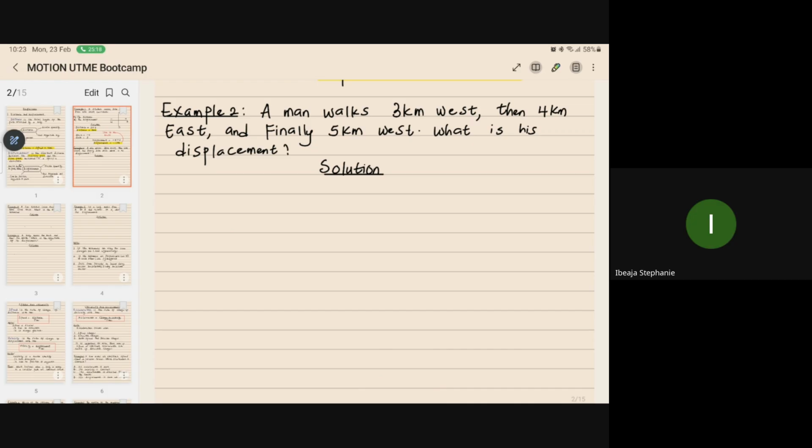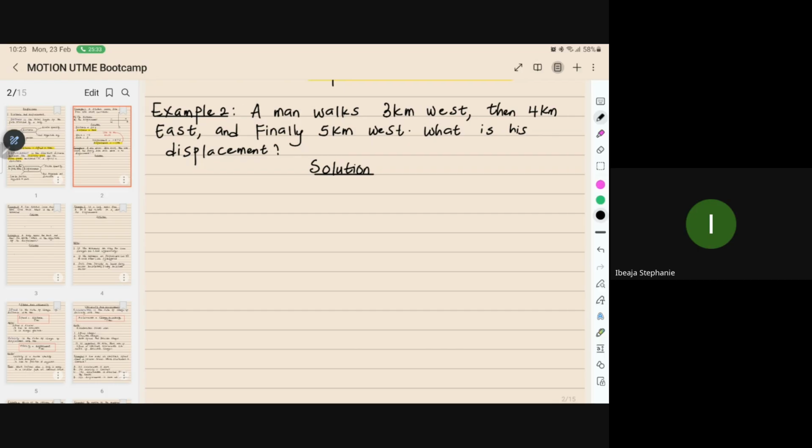This man, na Jegede Shokoyo, he walks a lot. Why not stay one place? So he walks 3 kilometers to the west, then 4 kilometers to the east, and finally 5 kilometers to the west. You see how that young man is walking around like a reverend father that doesn't have parish.